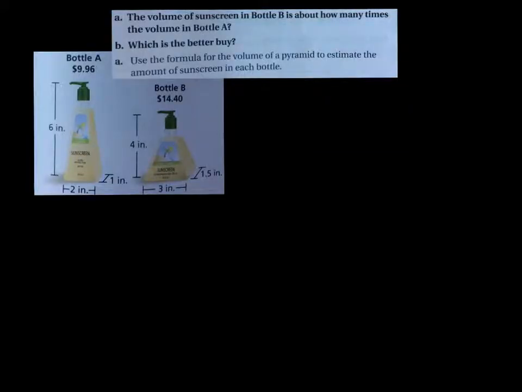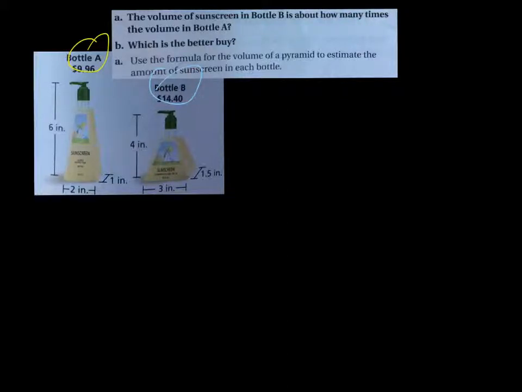All right, so here's a real-life application problem. The volume of sunscreen in bottle B is about how many times the volume in bottle A? So we have bottle A and bottle B. Which is the better buy? And use the formula for the volume of the pyramid to estimate the amount of sunscreen in each bottle. So this is us starting answering A.